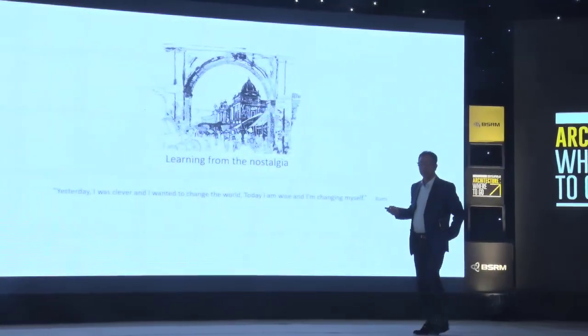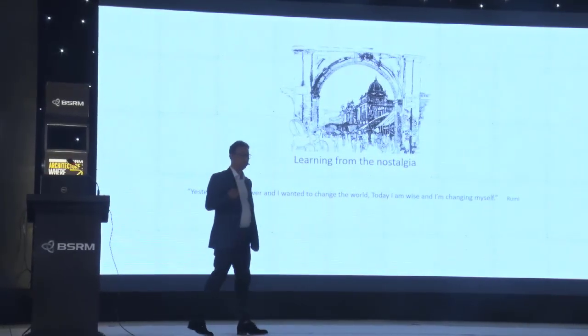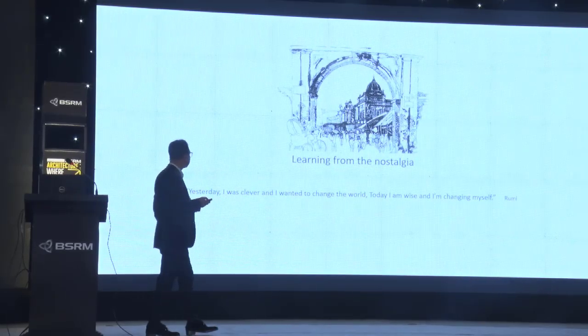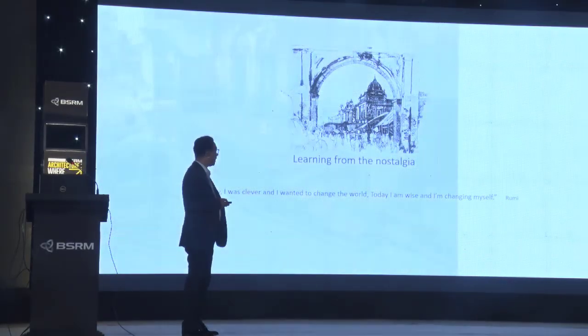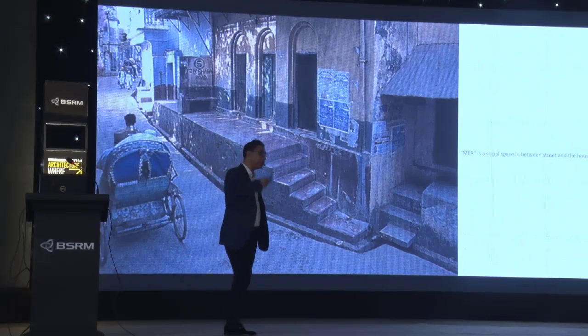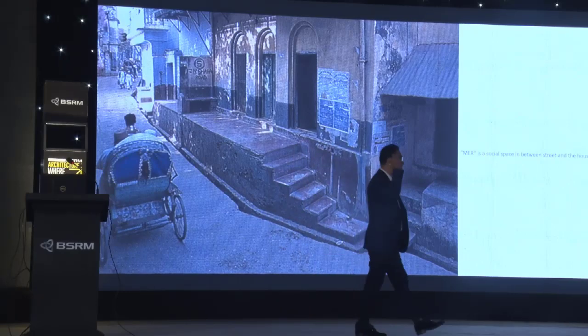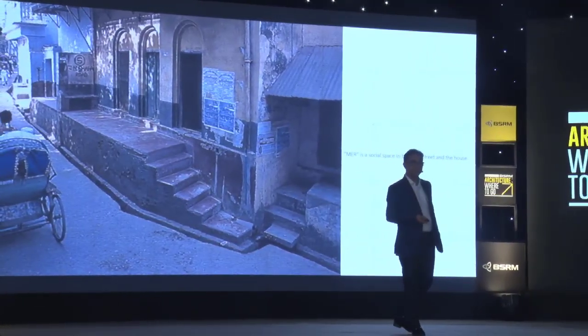Since I was born and brought up in old Dhaka, the house you see, the old part of Dhaka, I learned a lot from nostalgia. As Rumi says, yesterday I was clever, I wanted to change the world. Today I'm wise, I'm changing myself. We went back, and you see such beautiful humanistic architecture. There's no boundary wall; the street and the house are connected by a threshold space, which we call locally rowak, where we can sit and have a chat. We forgot that. We put up high boundary walls, barbed wire, a dog sign, telling people, I don't trust you, I don't respect you. This could be a wonderful idea to connect people with the street and the community.